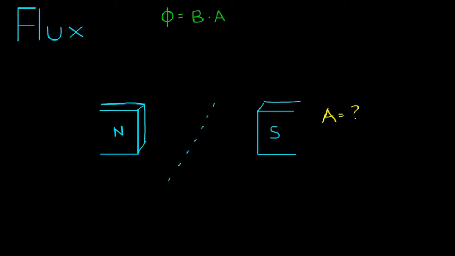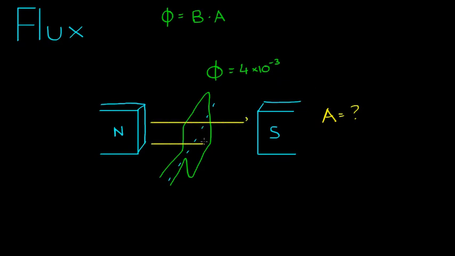They tell us that the flux through a loop that is vertical, so the orientation which collects the most number of magnetic field lines and therefore the most flux, comes to 4 times 10 to the negative 3. And they also tell us that the strength of the magnetic field between these two poles is equal to 1.5 times 10 to the negative 3.